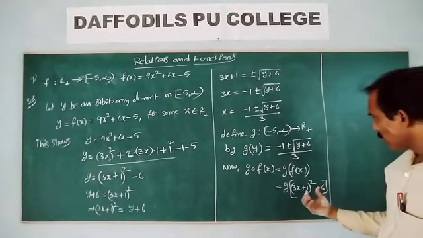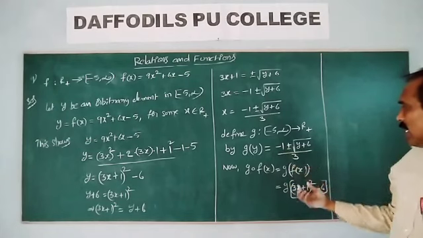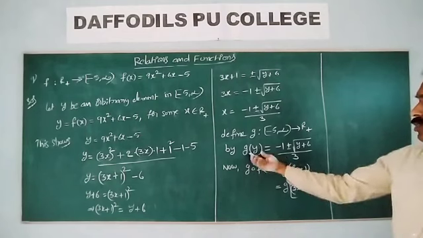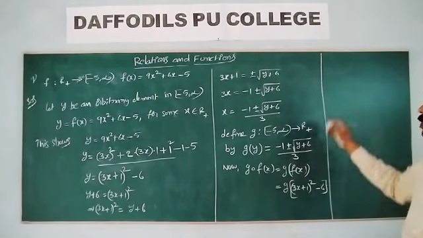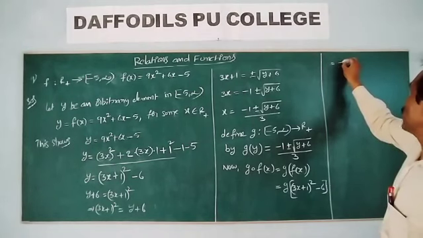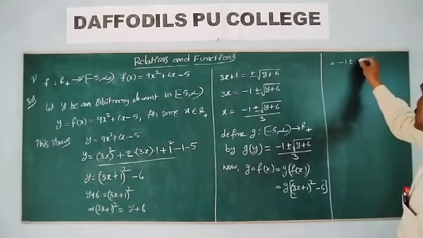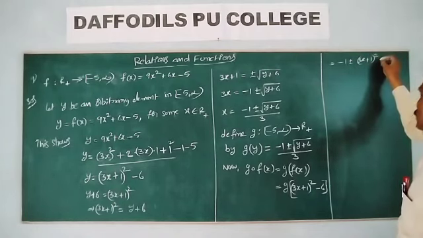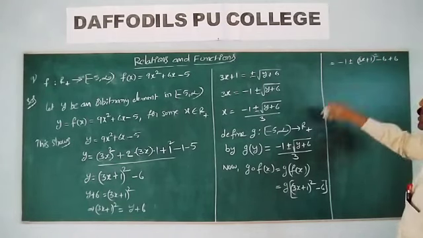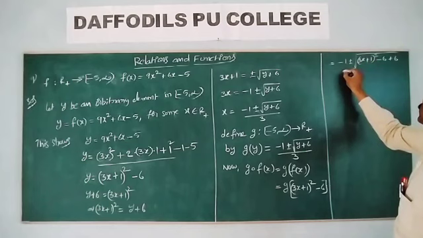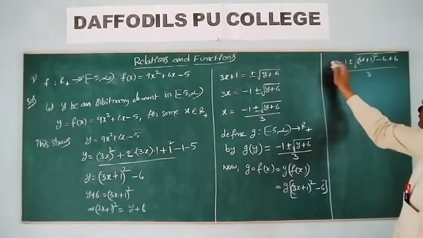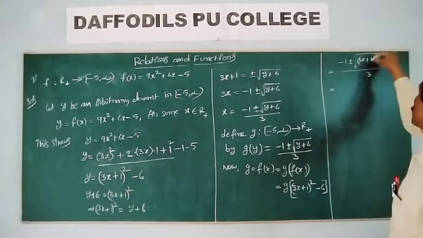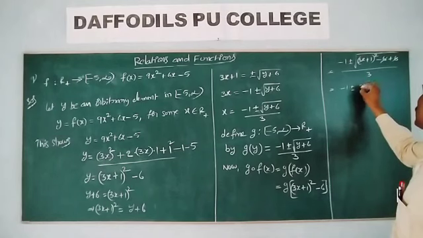g of y. What is g of y? In place of y, substitute this total value. So g of y is equal to minus 1 plus or minus root of y, where y is replaced by this expression. That is equal to minus 1 plus or minus the square root of (3x plus 1) whole square minus 6 plus 6, divided by 3. So plus 6 minus 6 cancel, root and square cancel. After cancellation, we get 3x plus 1.